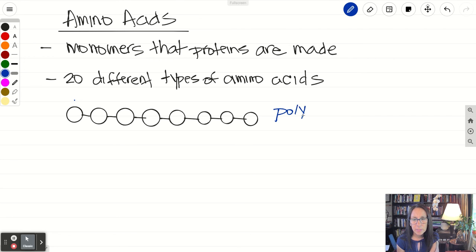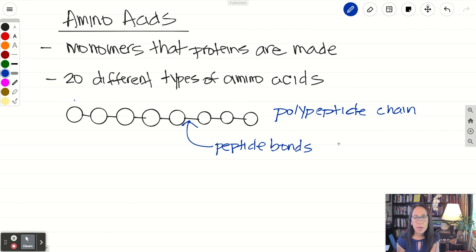So I'm going to say polypeptide chain is the same thing as a protein. It's just another way of saying protein. And the bonds between the amino acids are called peptide bonds. Peptide bonds are the bonds that connect each amino acid to each other. And what happens is you have this long chain.